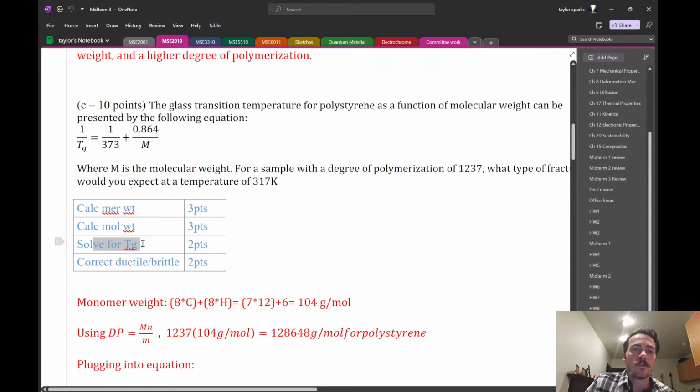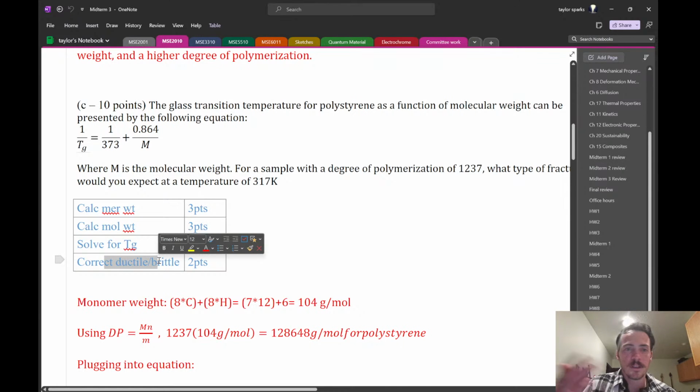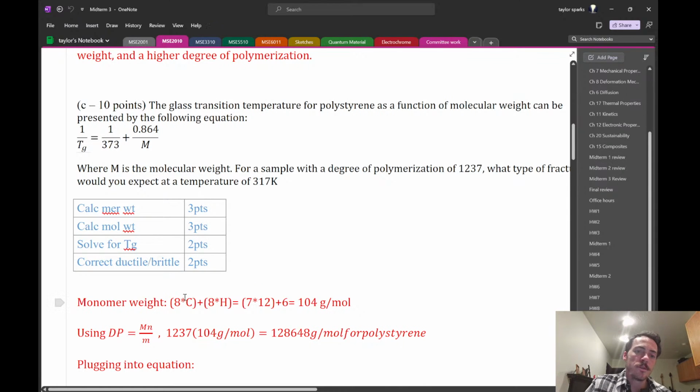2 points come from solving for the TG for that material by plugging into this equation. And then 2 points come from the actual ductile to brittle assessment. So if all you do is say "ductile," then I can't give you any of these 8 points, right? I can just say 2 points. And I don't know if you just took a guess or what.